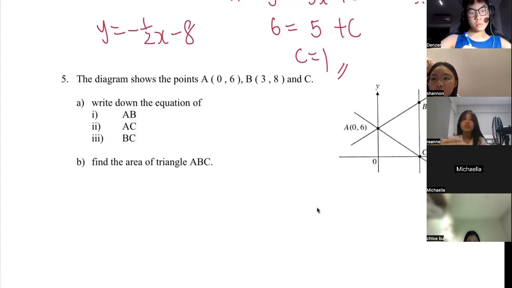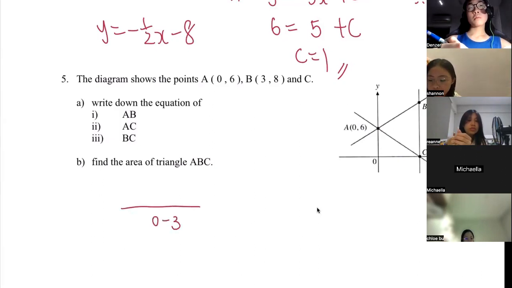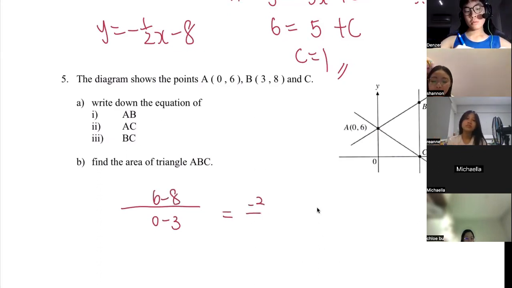0 minus 3. Y first. So 0 minus 3 is below. Y1 minus Y2, 6 minus 8. All right, very good job. Well done. So that gives me minus 2 over minus 3, which gives me 2/3. That is the gradient of AB.